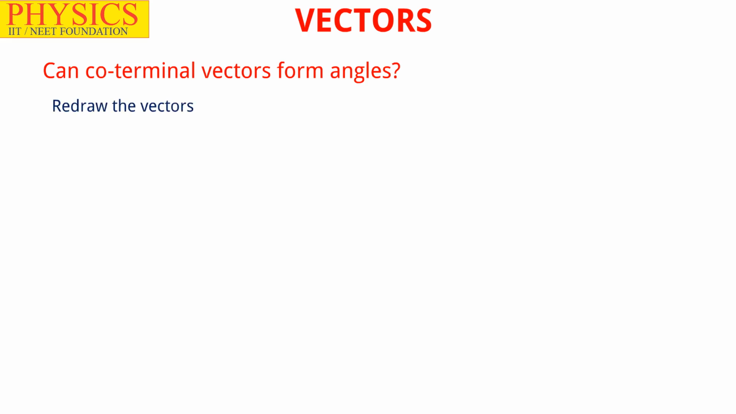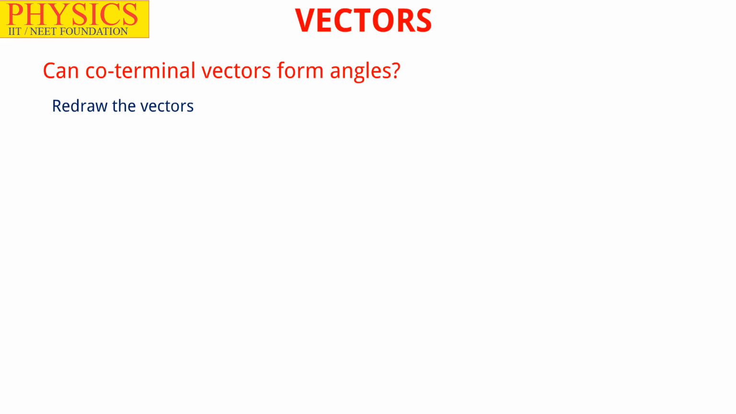In yesterday's class, some students asked a doubt. The question is, can coterminal vectors form angles? Let me explain this. If the vectors are coterminal, the angle can be calculated by redrawing them as co-initial. That means when the vectors are co-initial, then only we can calculate the angle. If it is not given as co-initial, we should redraw them as co-initial vectors.